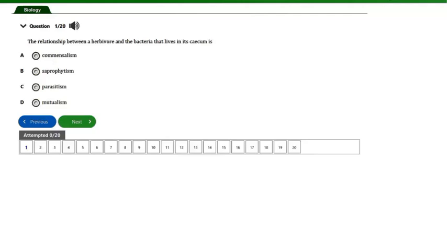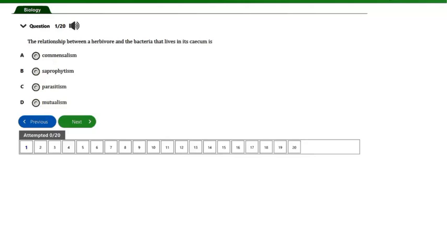The question says, the relationship between a herbivore and the bacteria that lives in its cecum is A. Commensalism, B. Saprophytism, C. Parasitism, and D. Mutualism. So guys, the answer to this question is option D, mutualism. The relationship between the herbivore and the bacteria that lives in its cecum is mutualism, because both of them gain from the relationship.